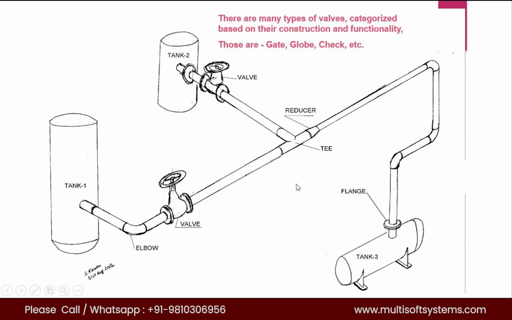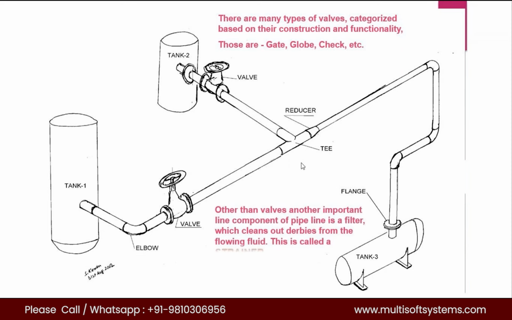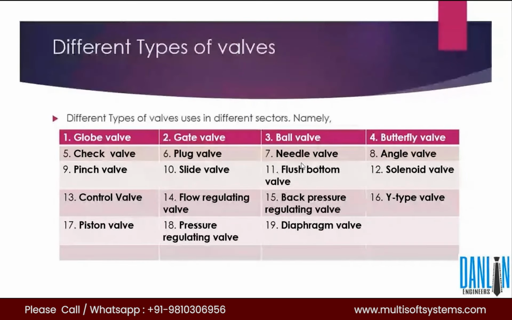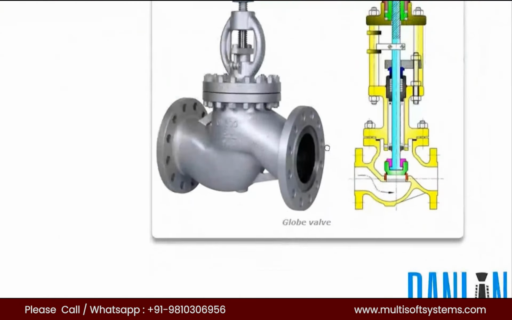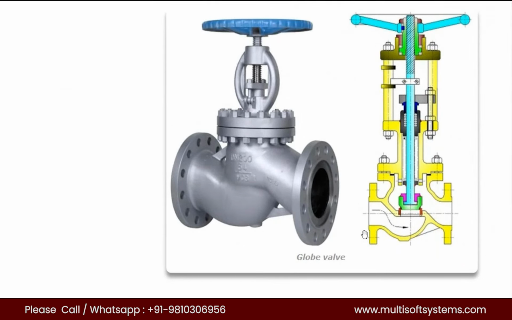The different valves which we are using in our projects: gate, globe, check, like that many valves are there, and these are some of the valves which we are using in our projects. Globe, gate, ball, butterfly. In that, the main 4 or 5 valves I am going to share with the images. So this is the globe valve which we are using in our projects. Most probably for pressure drop, we are using the globe valve.